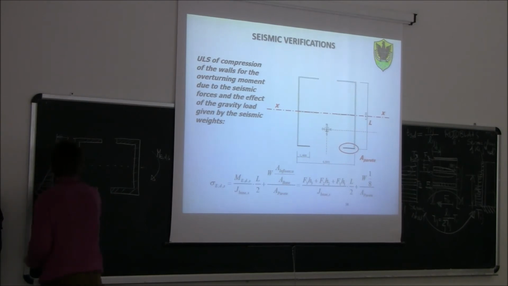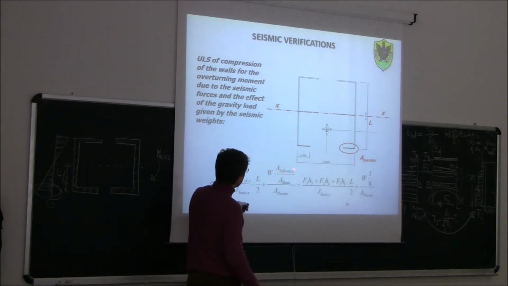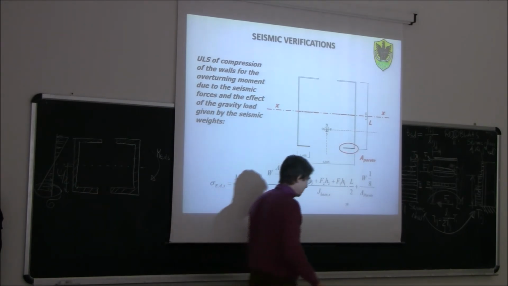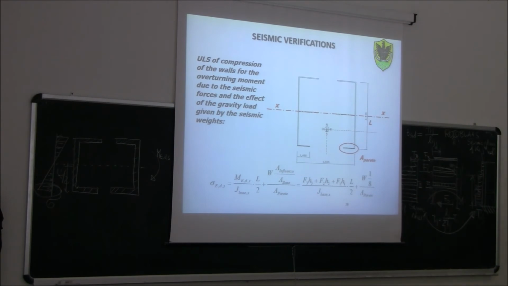So we need to consider L over 2 plus this is the axial force acting on the wall, divided by W times the tributary area divided by the total area. So this is the total axial force acting on this wall, divided by the area of the wall itself. So basically this is 1/8.